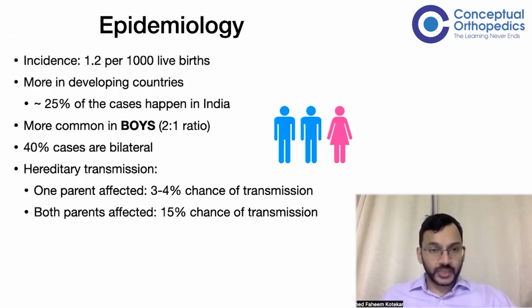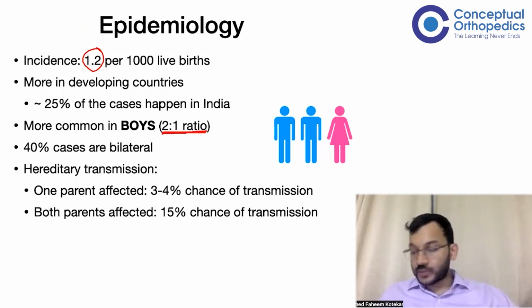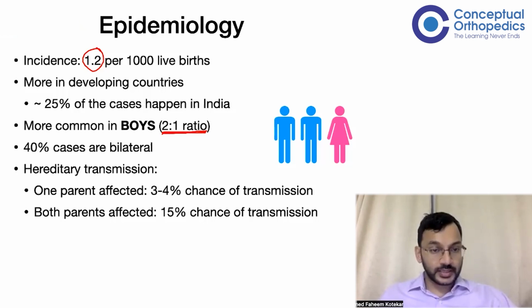Coming to the epidemiology, it's quite a common condition. The epidemiology is about 1.2 per 1,000 live births, and it is more in developing countries. Every 1 in 4 children having a CTEV is born in India. That's about 25% of the cases happen in India. The male to female ratio is about 2:1. So it's more common in boys compared to girls. 40% of the cases are bilateral. And if the parents have clubfoot, then there is a 3 to 4% chance of transmission if one parent is affected. And if both the parents are affected, then about 15% chance of transmission is there.